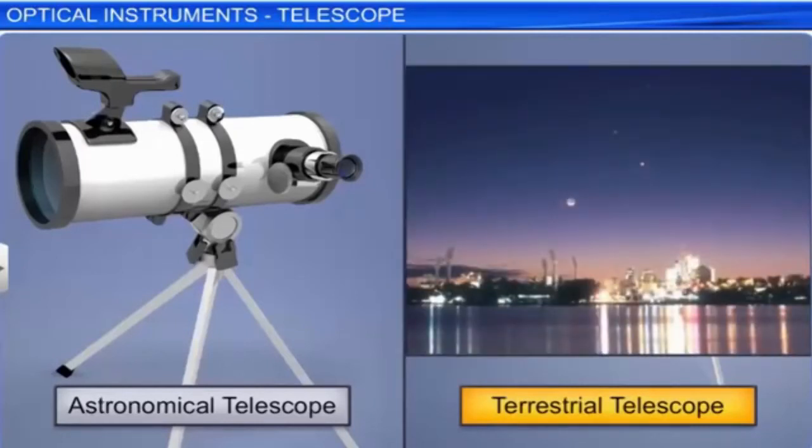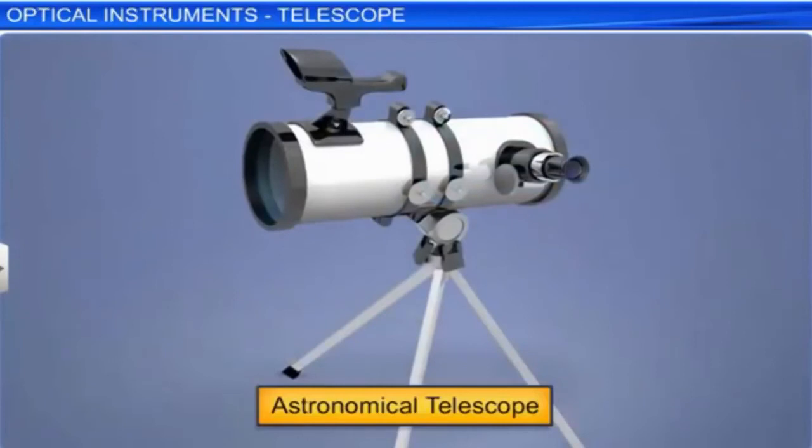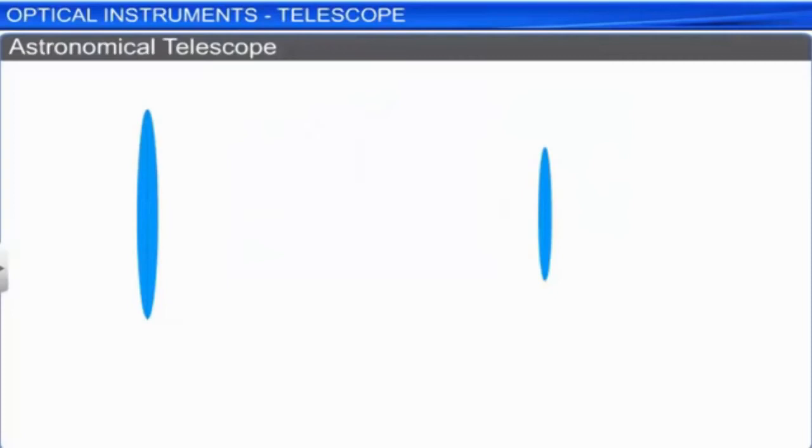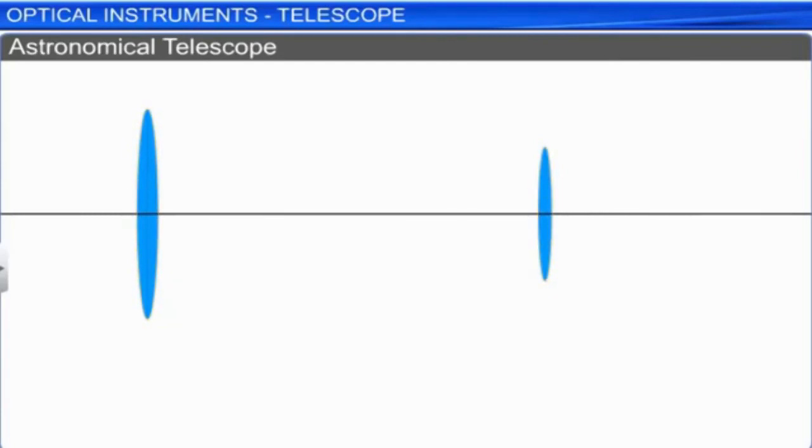Let us now study about an astronomical telescope. It consists of two converging lenses placed coaxially. One of the converging lenses is called the objective, which is closer to the object to be viewed, and the other is closer to the eye and is called the eyepiece.